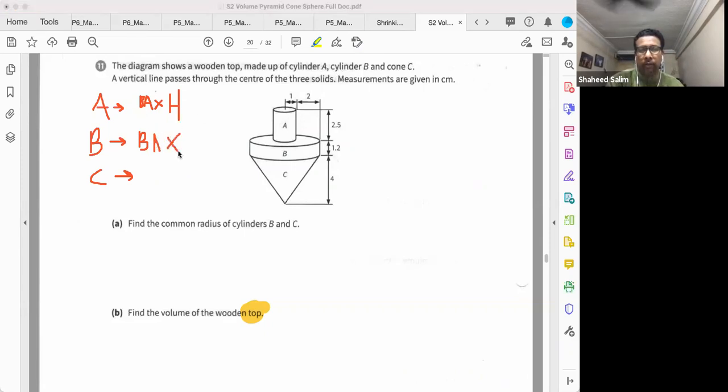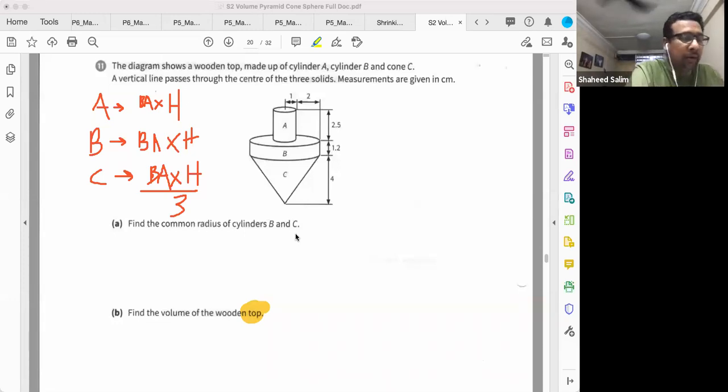Wah, Shafi, done already. That's your volume, Shafi. The last one, I have not even done yet. So this one is base area times height, then divide by 3. Do you add all of them up, Shafi? All 3 add up to become that. Let us see whether you are correct, Mr. Shafi. And your answer is correct.